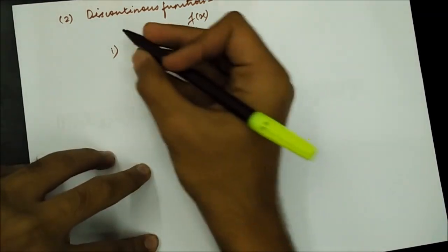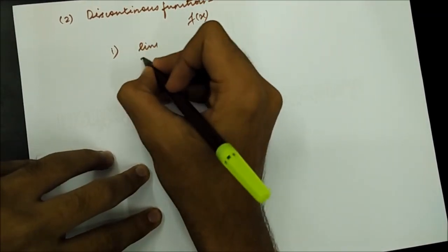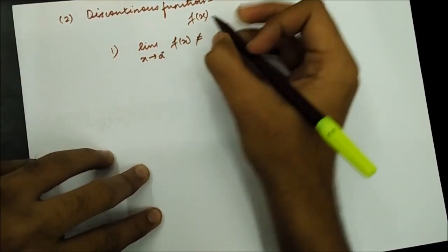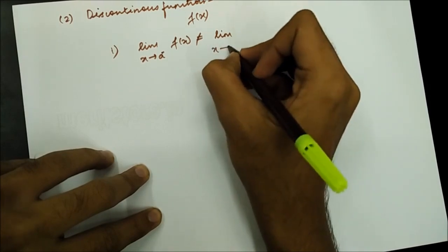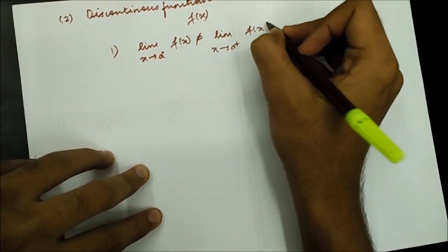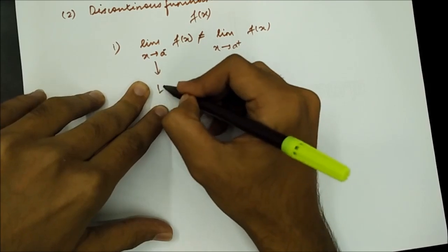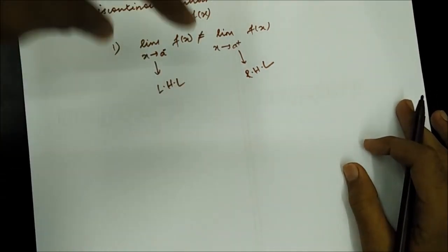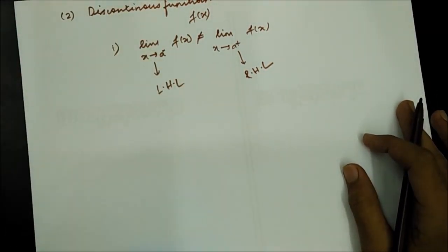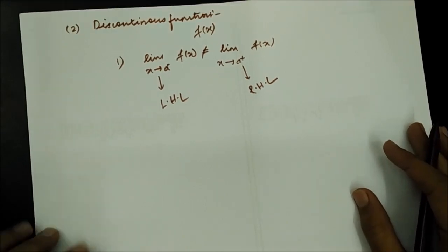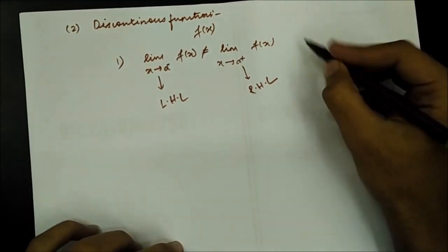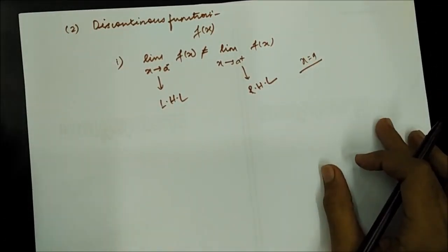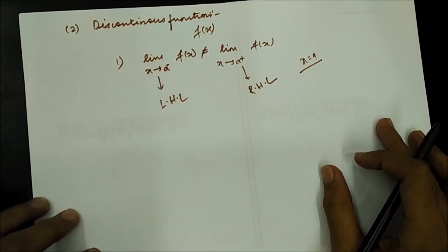That is, first, limit of x tends to a minus f of x is not equal to limit of x tends to a plus f of x. This is nothing but the left hand limit, and this is nothing but the right hand limit. So if a function f of x whose left hand limit and right hand limit are not equal, it is said to be discontinuous at the particular point a, that is x is equal to a. So at this point it is not continuous, because the left hand limit and the right hand limit don't match each other.